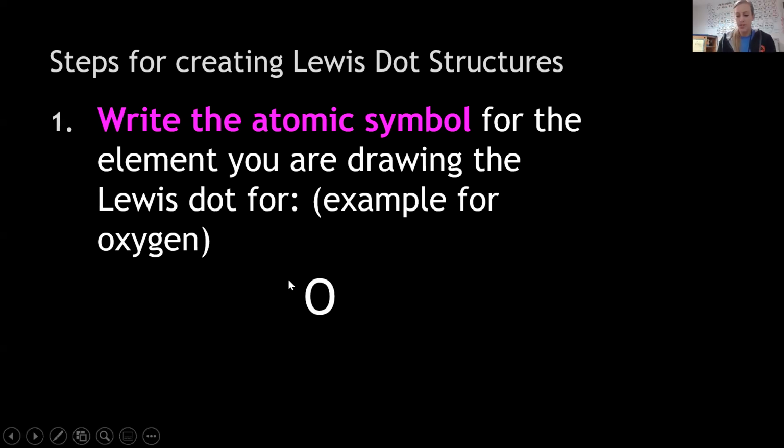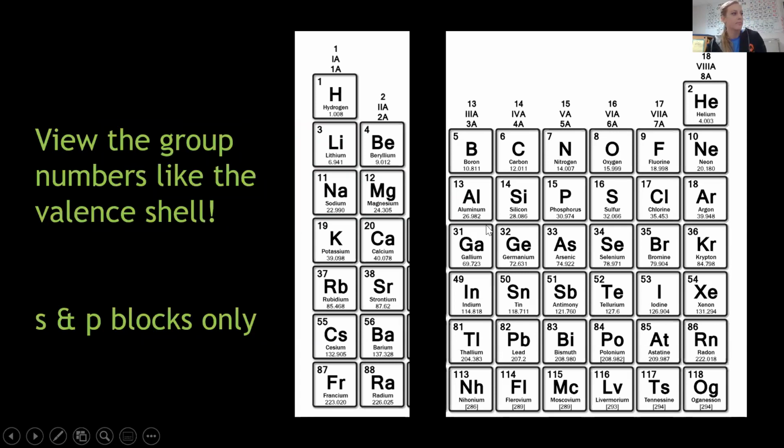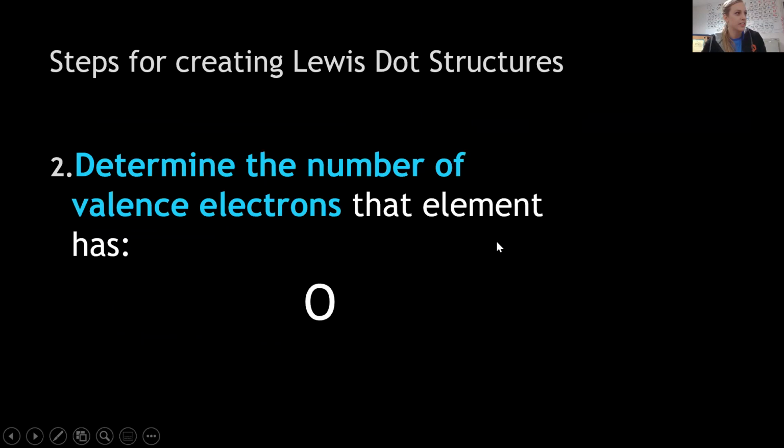So if we go back up and we look at the periodic table block, the atomic symbol is the letter, okay? This is the atomic number. This is the atomic mass. This is the atomic symbol, okay? Everything to do with atoms. Beautiful. Next step is we want to determine the number of valence electrons.